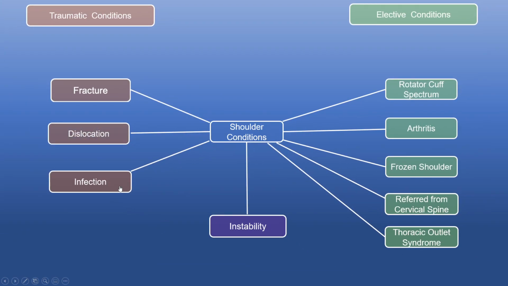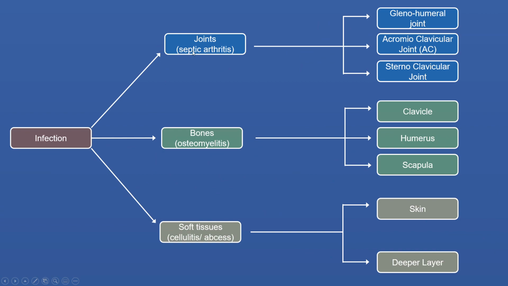Now, infection can involve three areas. It can involve joints, where it's called septic arthritis. Again, three joints can be involved: the glenohumeral joint, the AC joint, or the sternoclavicular joint. It can involve bones, osteomyelitis, involving one of the three bones, or it can involve soft tissues, skin or deeper layers.